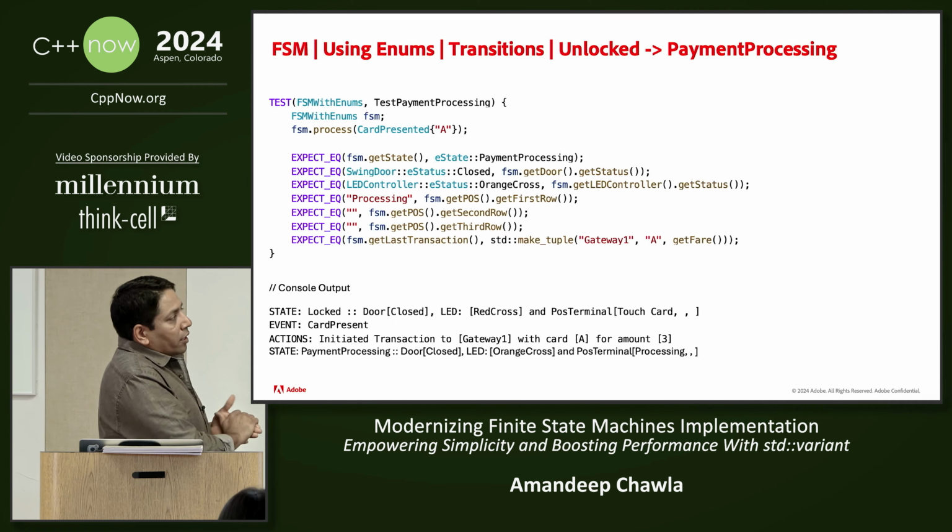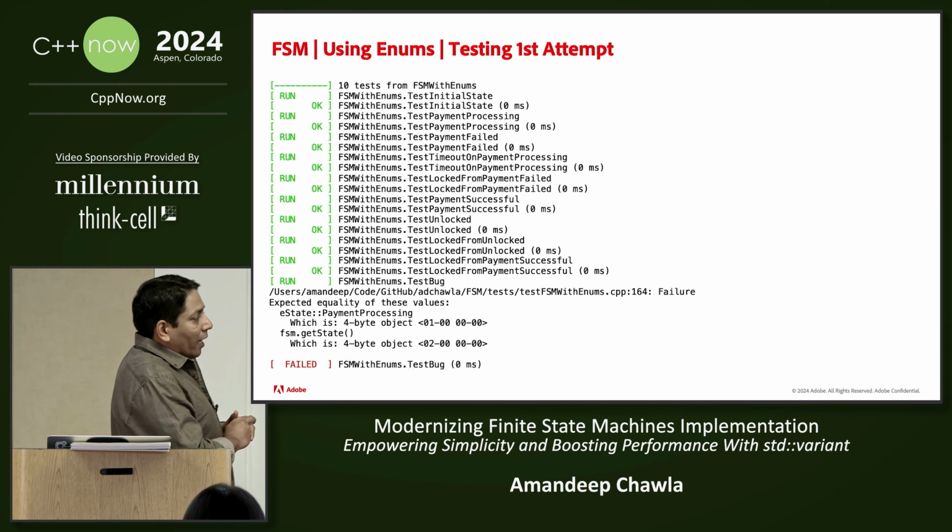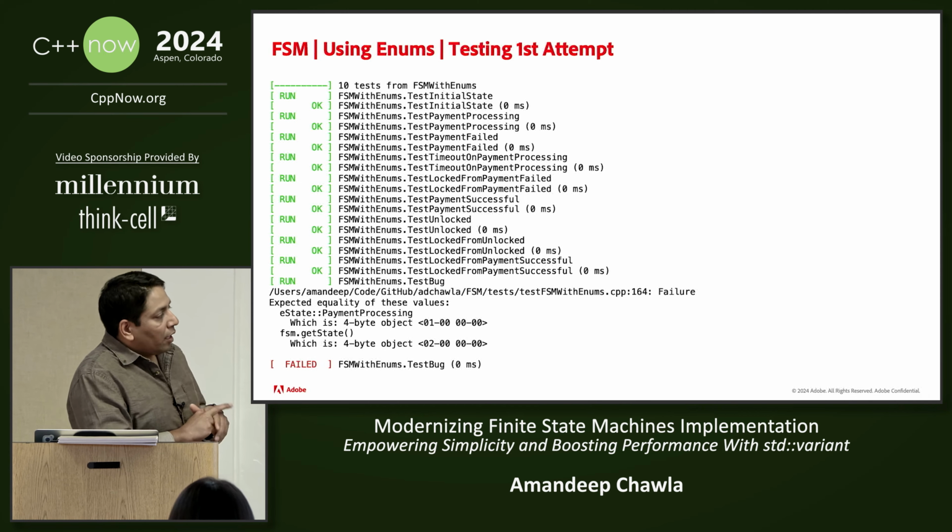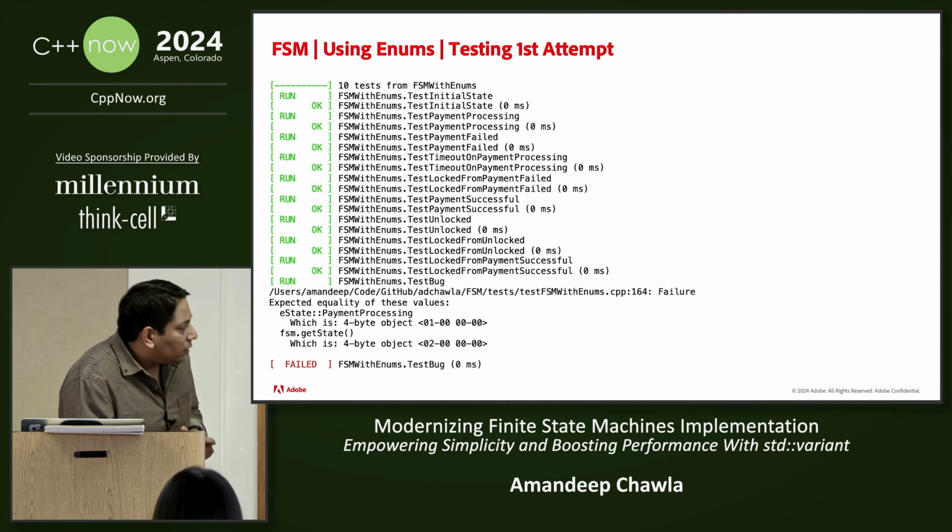Again, someone presented a card, and we move to payment processing. And then at timeout, what should be our state? If I'm in the payment processing state and the first timeout happens, what do we do? You stay in the same state and retry. But it says timeout. And similarly, when I'm running my tests, this test fails, which I call the test bug, and it says rather than having a state of 1, which was payment processing, I'm in payment failed state, 2.